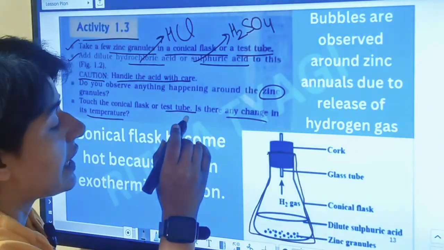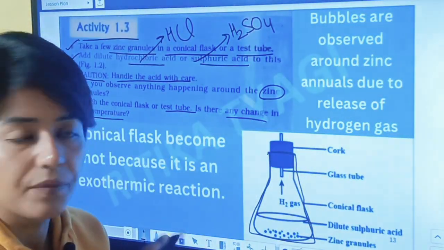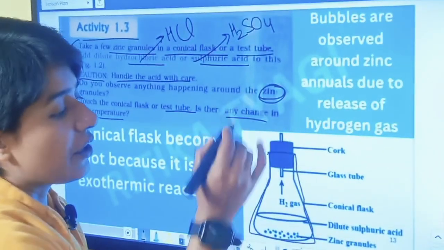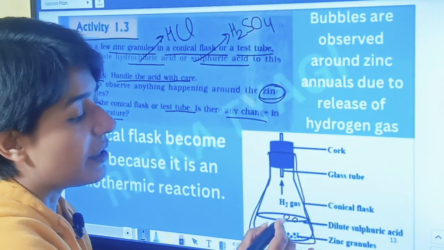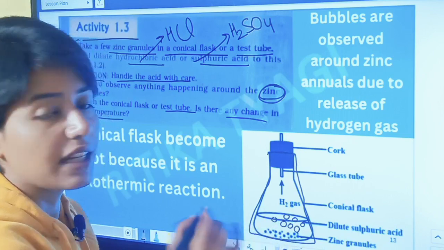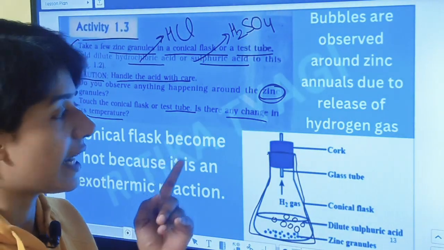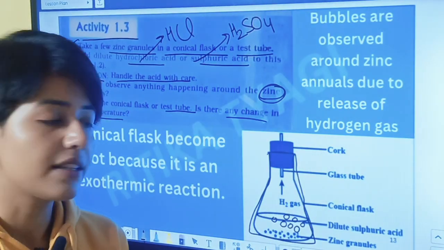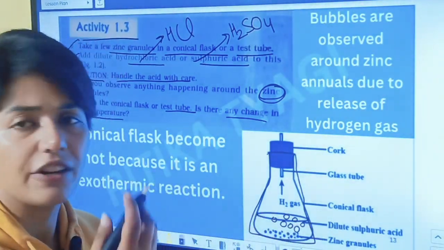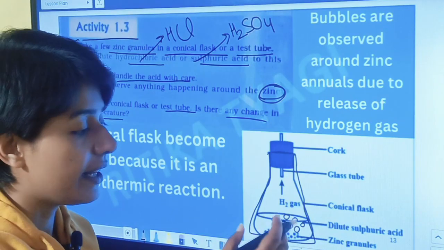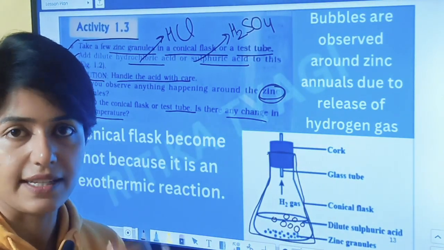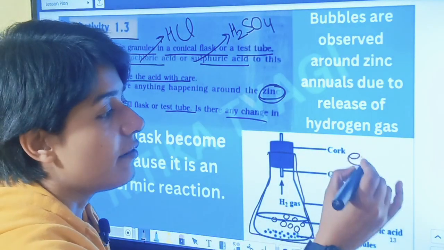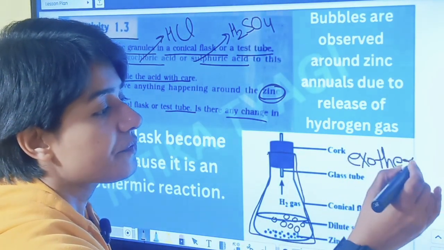The conical flask or a test tube, is there any change in its temperature? So the observation is that around the zinc granules there is a formation of some bubbles, and these bubbles are of hydrogen gas. Second observation is the change of temperature. When we touch this conical flask after adding zinc granules and dilute sulfuric acid or hydrochloric acid, then the temperature of this conical flask rises up, which means evolution of heat takes place. It is an exothermic reaction.